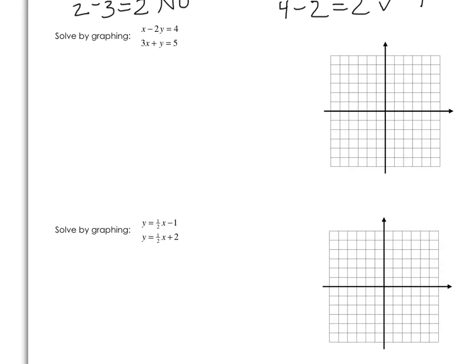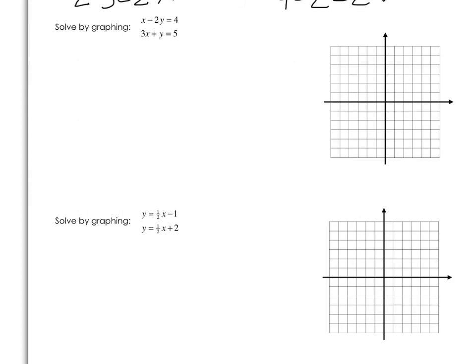We can find the solution to a system in different ways. The first way we are going to find the solution to a system is by graphing. We have two lines here. We have x minus 2y equals 4, and we have 3x plus y equals 5. We're going to graph both of these lines.